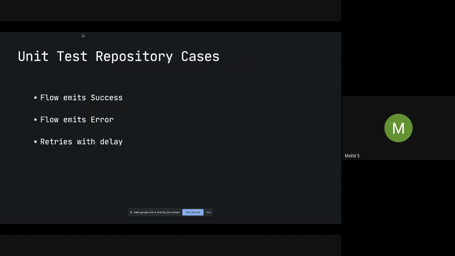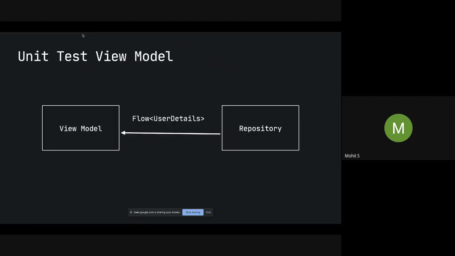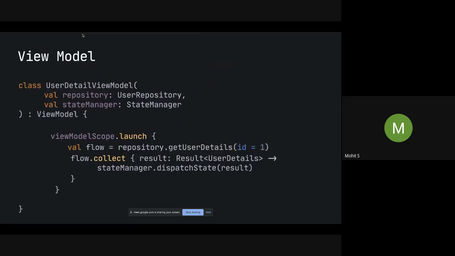So we have tested our repository and made it robust, and we tested these 3 cases. Now, how do I test my view model where I'm consuming this flow? My view model, as you saw, is like this. The view model is responsible for getting the data from the repo and giving it to some reducer. And how do I test this?